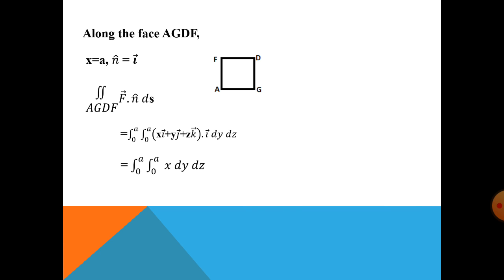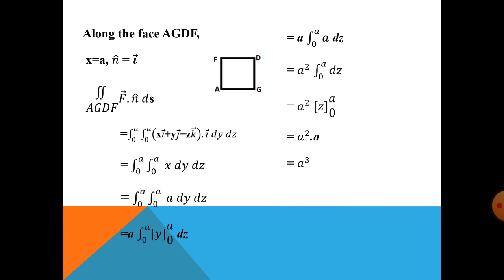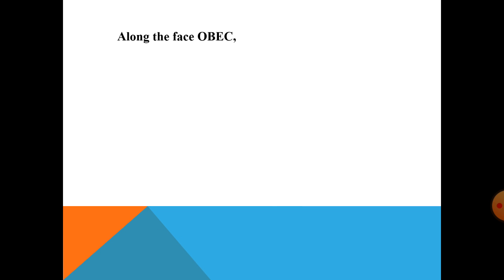Solve the dot product inside the integral. By multiplying the coefficients of i vector, we get x into 1 equal to x. As there is no j vector and k vector in the second set, its coefficient is 0. Substitute x value as a. Since a is a constant, take it outside the integral. First integrate with respect to y and then substitute upper and lower limits. We get a square integral from 0 to a dz. Now integrate with respect to z and substitute the limits, we get a cube.